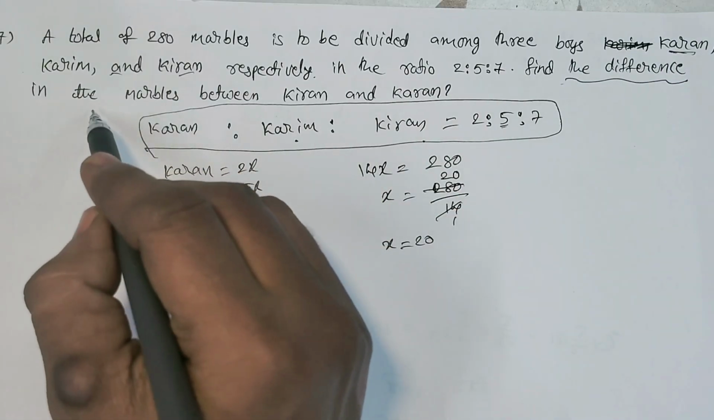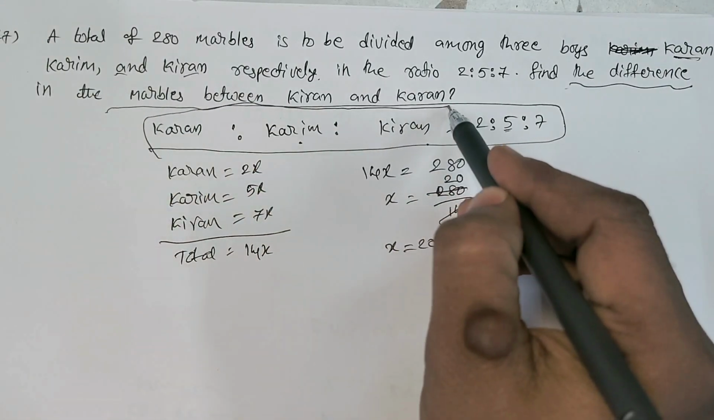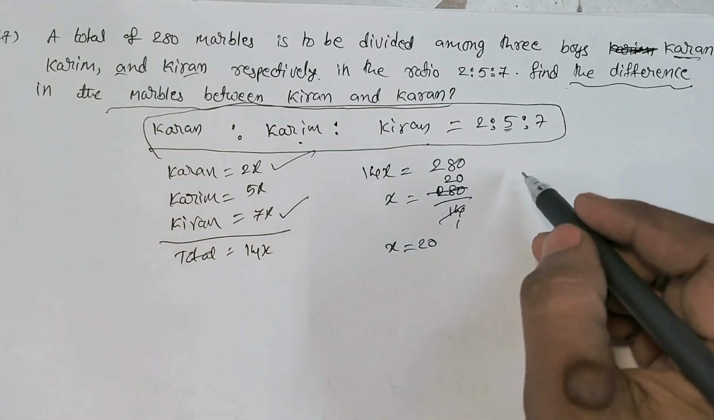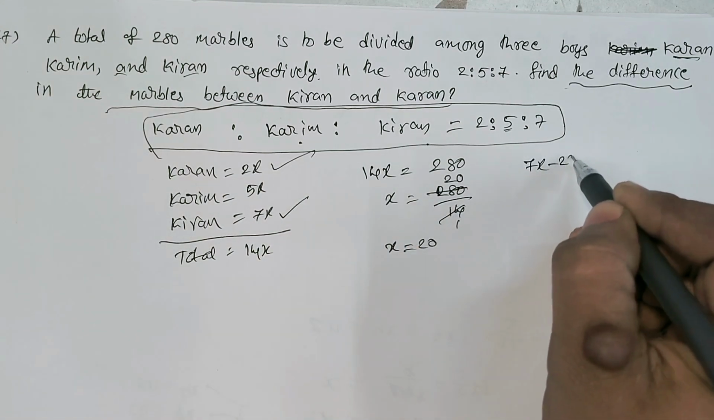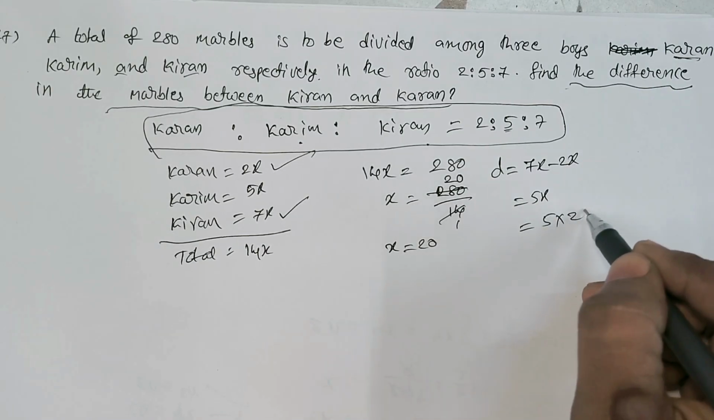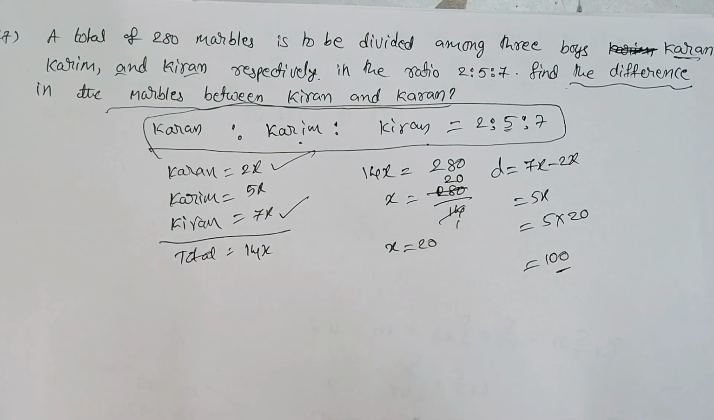And what we are asked to find out? We are asked to find out the difference between the marbles of Kiran and Karan. Kiran's is 7x, Karan's is 2x. That means the difference is 7x minus 2x, that is 5x. 5x means 5 into 20, that is 100. So the difference between Kiran and Karan's number of marbles is 100.